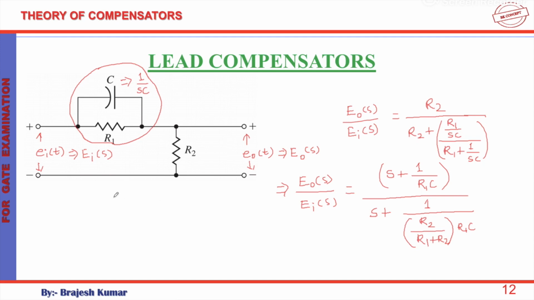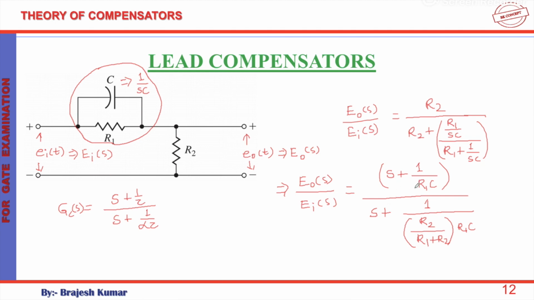The original equation was s plus 1 upon tau divided by s plus 1 upon alpha tau. This was basically the general equation for a lead network, and further we said that this particular circuit can be used to realize this lead network. And when we derived the transfer function, after a little bit of rearrangement, we got this whole jumble.